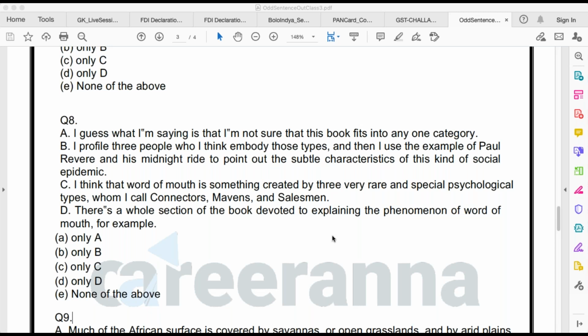All B, C, and D, they are talking about a section of a book which is talking about word of mouth. That's what B, C, and D are doing. A is talking about the overall book and its fitness into any one category. Are you getting it now? Able to understand it, Varsha? Perfect. I'll move ahead then.